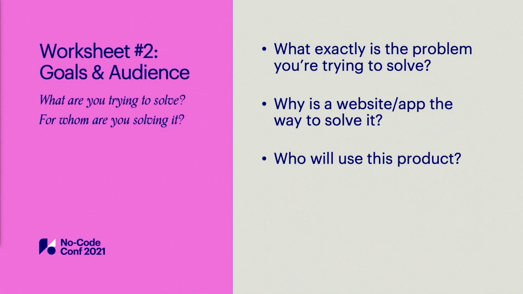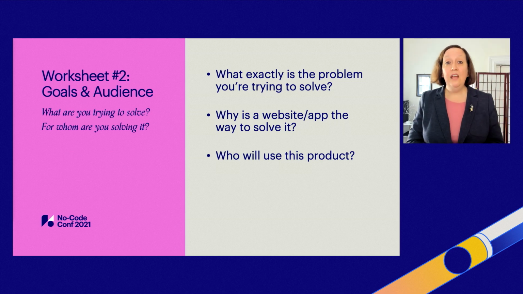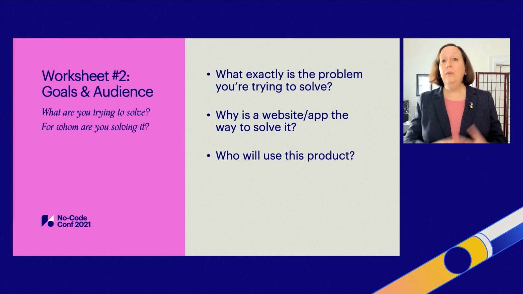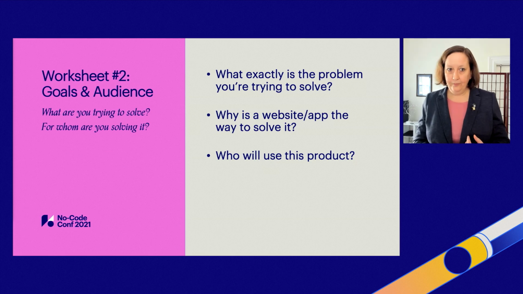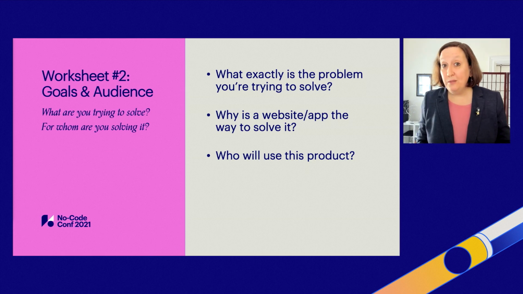So in worksheet number 2, we're going to start with our goals and our audience. So the goals and audience worksheet is particularly long. When I teach this in college and university settings, this takes as long as 3 weeks of a 15-week semester to get this part right. But very, very briefly here, this boils down to these 3 particular questions. What exactly is the problem that you're trying to solve? Why is a website or an app the right way to solve it? And that's a really great question, by the way.